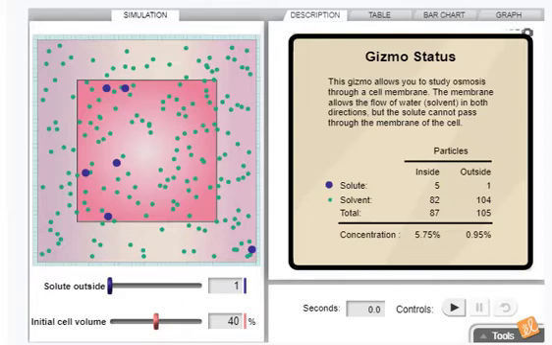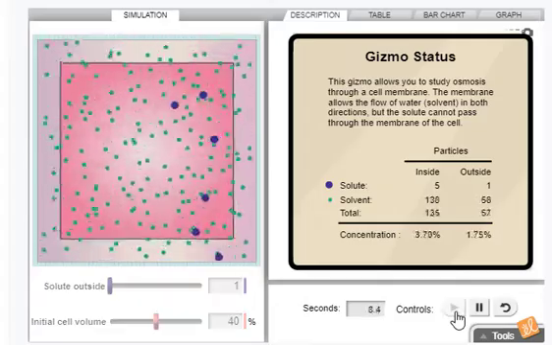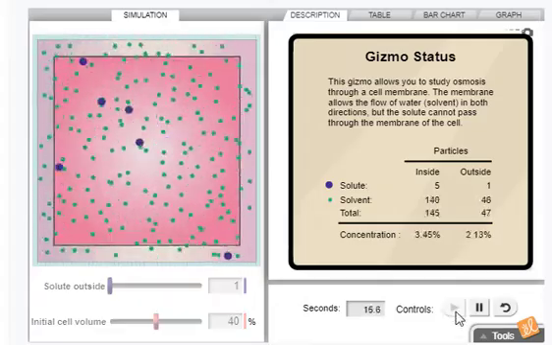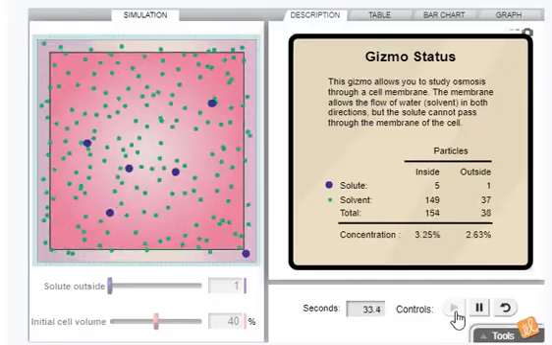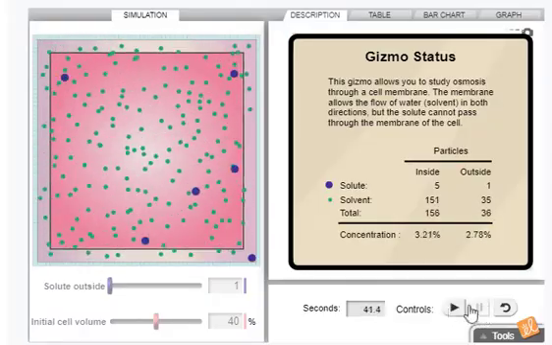So D asks you to make a prediction. Okay? Do you think the cell is going to get smaller or larger? Once again, I'm going to hit play and let it run. And for E, you're going to confirm your prediction. Were you correct? What actually happened to the cell?